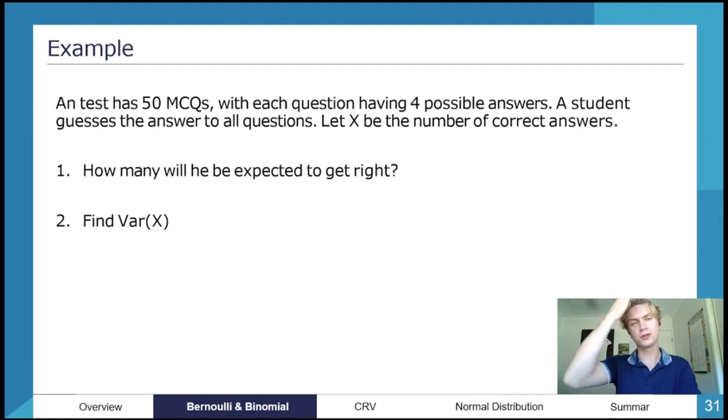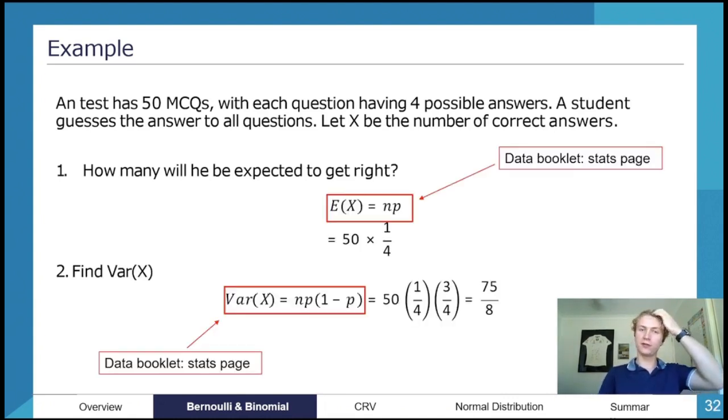That's step 1 we were supposed to do, because there's success and failure, independent trials, and also its probability is constant. It's not changing, essentially. So how many would be expected to get right? Well, we're just going to apply the formulas that we got from the data booklet. And here, I've highlighted it on the stats page. N times P, 50 times a quarter.